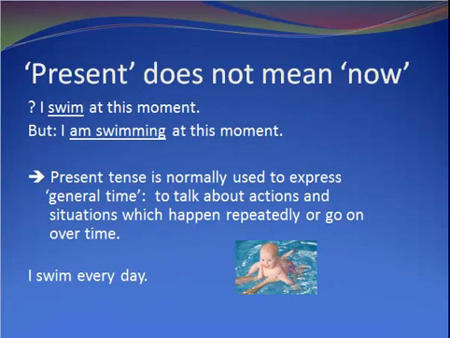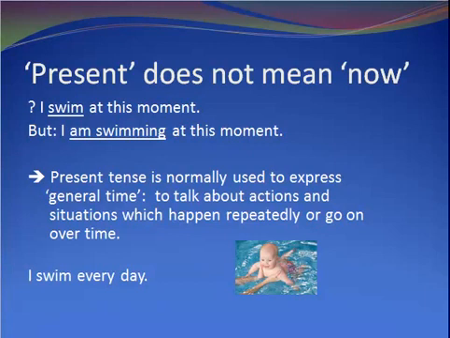Now, present doesn't mean now. So it's not talking about what's actually happening at the moment. So even though swim in the following example is a present tense verb, we wouldn't say I swim at this moment. If we wanted to say that, we would say I am swimming at this moment. So present tense is a grammatical form, and it's not used to talk about what's happening at this very moment, but rather it's used to express a sort of general time, to talk about actions and situations which happen repeatedly or go on over time.